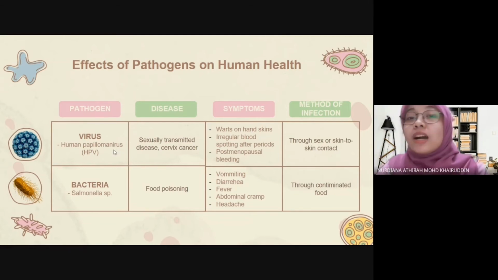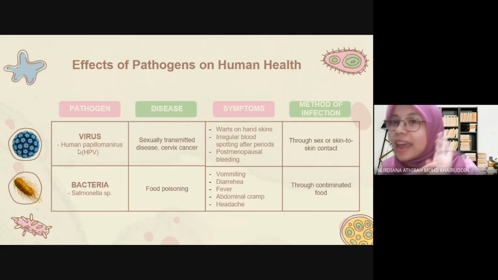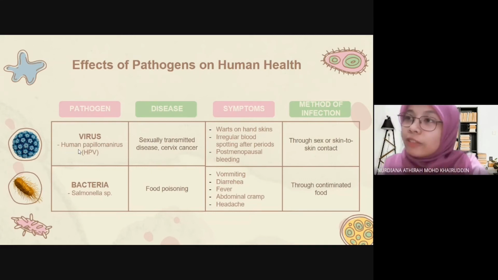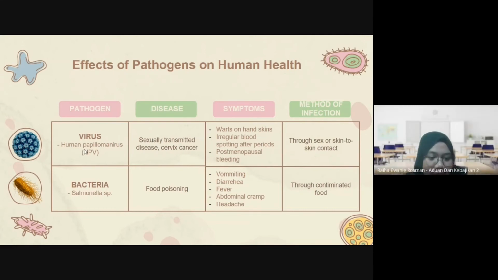For the first pathogen is virus, human papillomavirus. Okay, HPV. This is the structure of the HPV. So the disease from the HPV is sexually transmitted disease and also the cervix cancer. As symptoms for the HPV, we can see the warts on hand, skin, irregular blood spotting after period, and also the postmenopausal bleeding. HPV basically can be infected through sex or skin to skin contact. You understand? Yes, teacher.